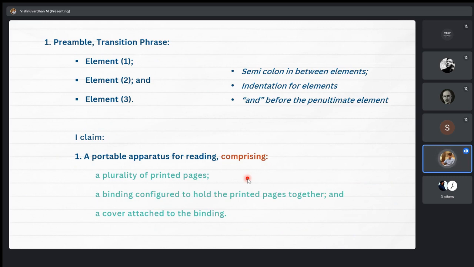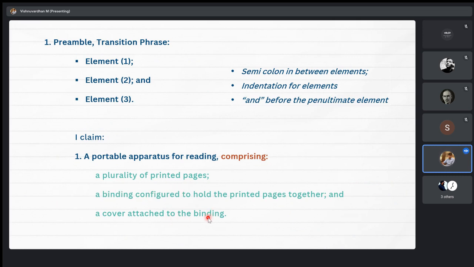Okay, but that's later on. So similarly, a plurality of printed pages, a binding. Even this is a new element configured to hold the printed pages together, because I've already introduced the printed pages here. Again, it has to be the plurality of printed pages. It's incorrect here. And a cover attached to the binding, because a binding has already been introduced here, right?